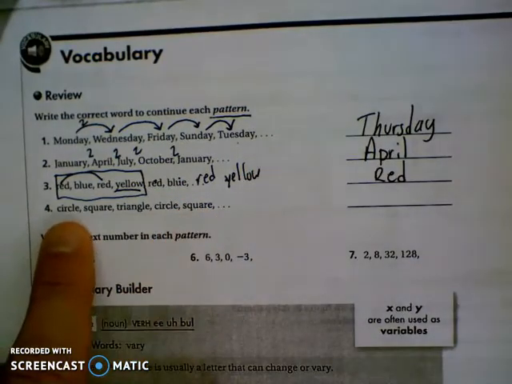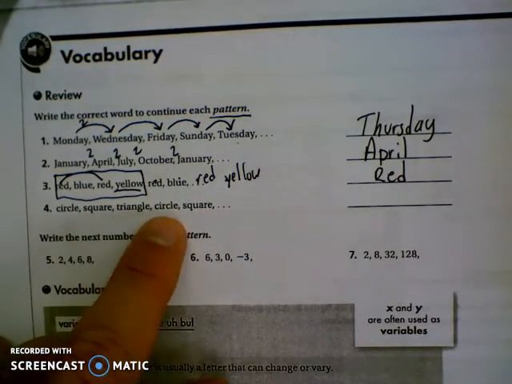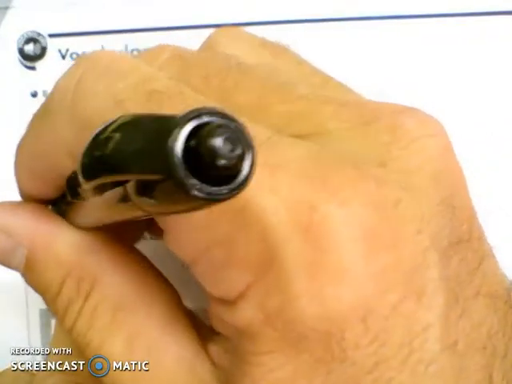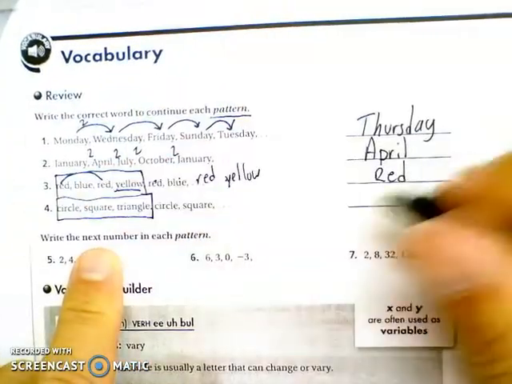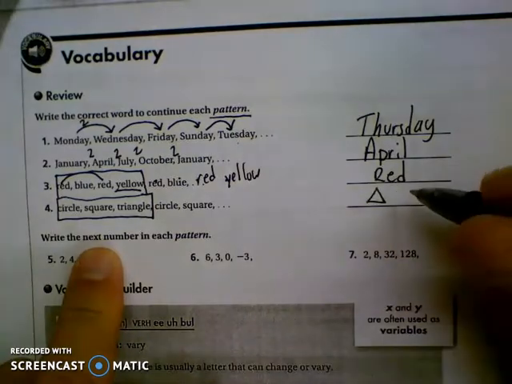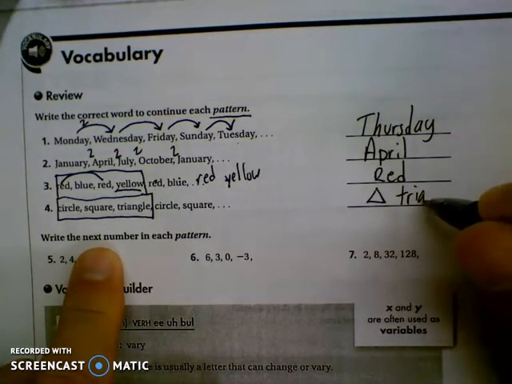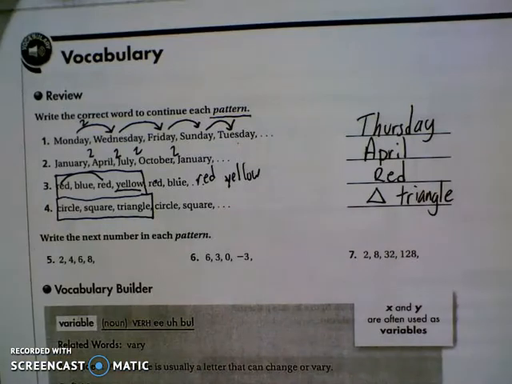The last one is circle, square, triangle, circle, square. So again, here's the pattern. You have triangle. You can either write a triangle or make a triangle, whatever floats your boat. So we're just doing basic patterns here.